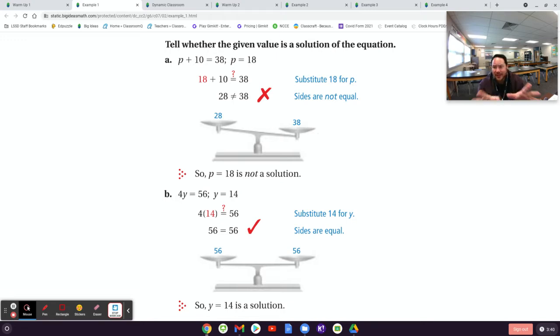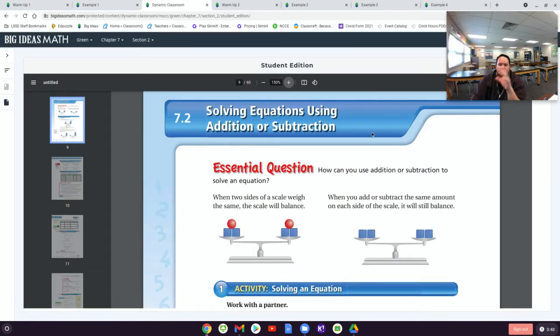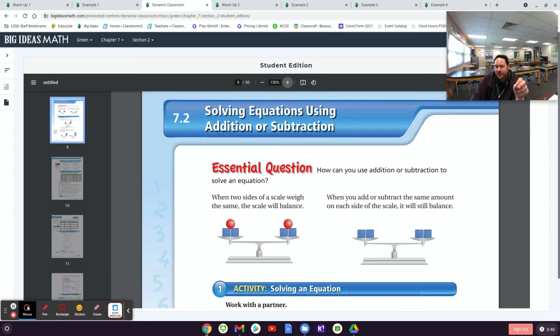This is not how we're going to solve, though. We're not going to guess until we find the right number that works. There are better ways to solve it. And notice they have these little scales here, these little balances. That's what we're going to talk about next. So basically, when you have an equation with an equal sign, you have a balance. And this side here equals this side here. They're in balance, in harmony, as it should be.